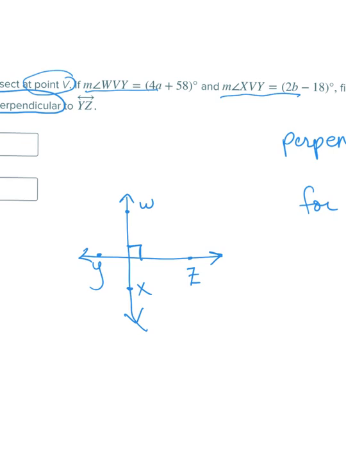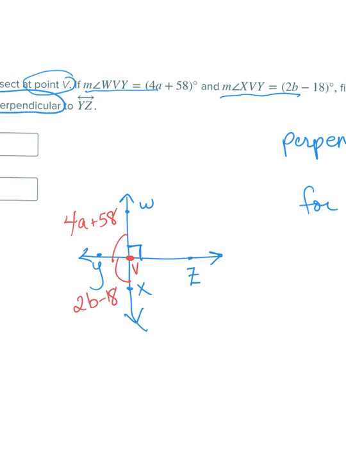Now here, let me fill in the information. We were given angle WVY. They intersect at point V. I left that out of my diagram. The measure of WVY, so that's this angle here, is 4A plus 58. And the measure of XVW, which is this, is 2B minus 18.